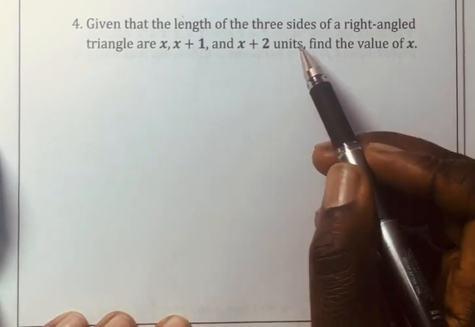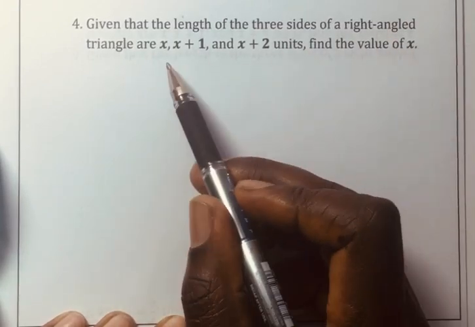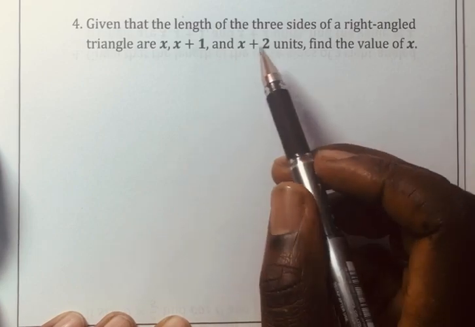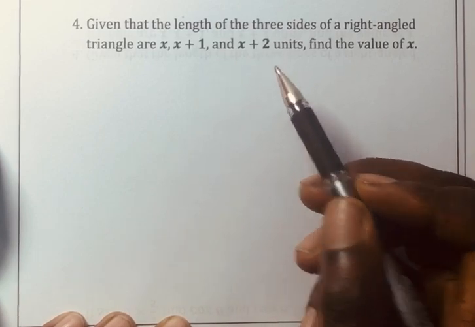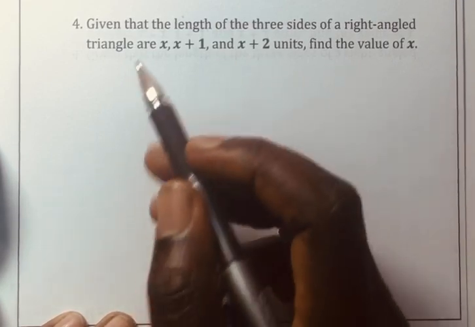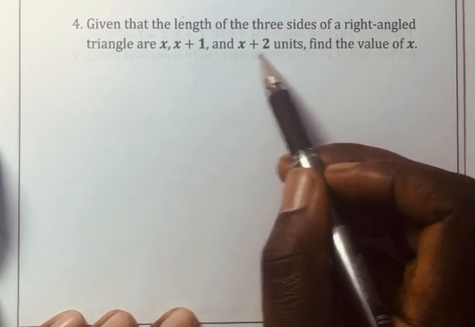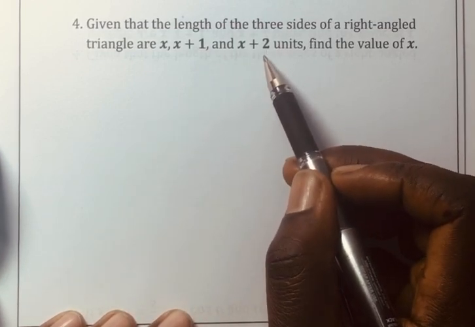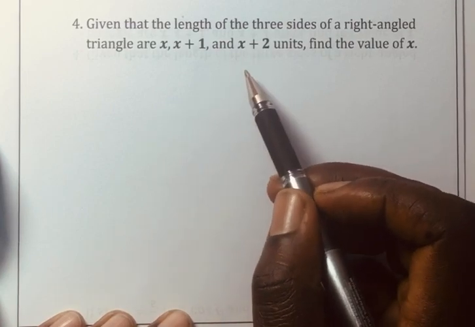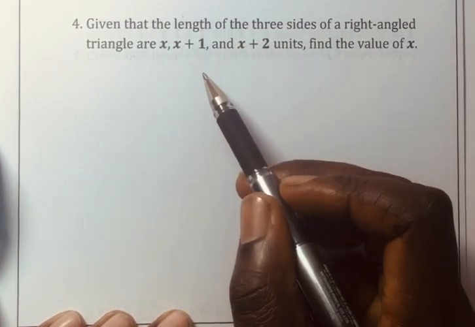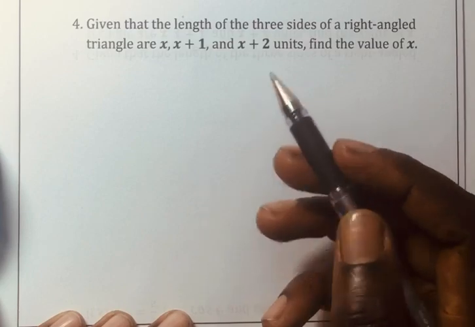Given that the lengths of three sides of a right angled triangle are x, x plus 1, and x plus 2 units, find the value of x. So if this is a right angled triangle, then we know that the longest side, that is the hypotenuse, is x plus 2 units. So we can use Pythagoras theorem to express this and finally solve for x.